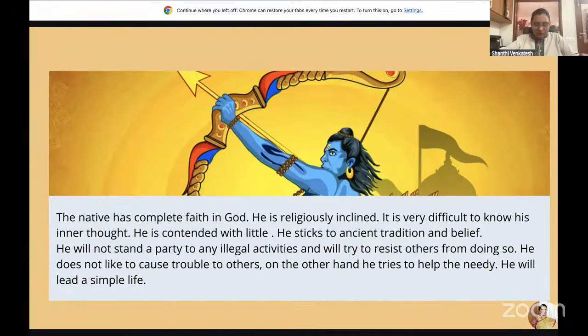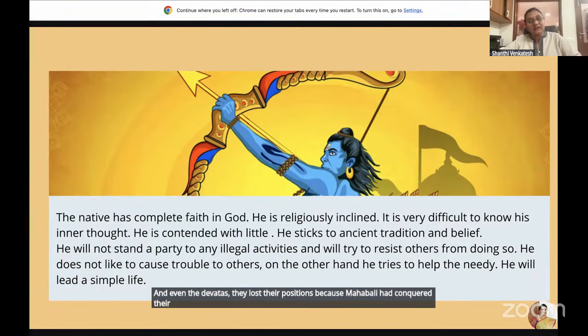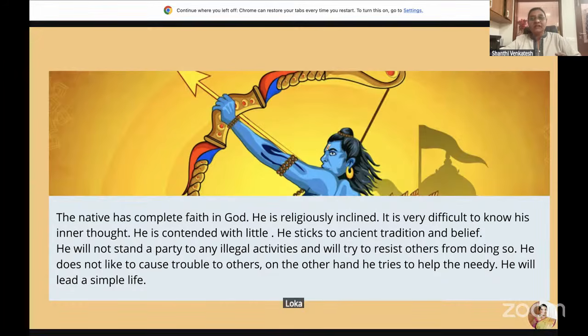So, what happens is, if I talk about the mythological story, there was a demon known as Mahabali. He was so powerful that he conquered all the worlds. And even the Devatas, they lost their positions because Mahabali had conquered their Loka also. So Aditi was feeling very bad that her sons had lost the position and they had lost the kingdom.